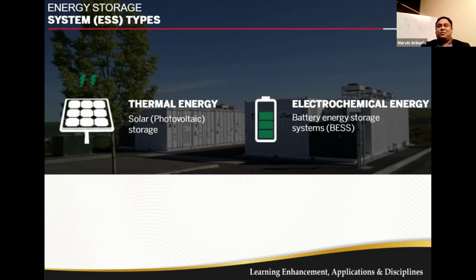So tremendous growth has taken place, as we discussed, with the use of energy storage systems or ESS, using technology in thermal energy such as solar or photovoltaic power, and electrochemical energy such as lithium-ion batteries. This is what makes it difficult for the firefighter to contain or suppress the fire.